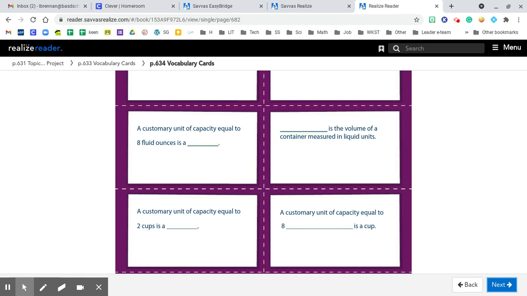Blank is the volume of container of measurement in liquid units.